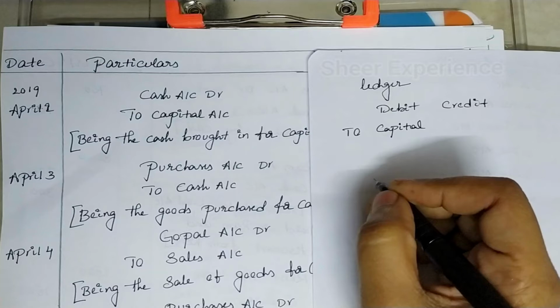When we are mentioning any account on the debit side, we should put "to" before the account name. When we are mentioning any account on the credit side, then we should put "by" before the account name.